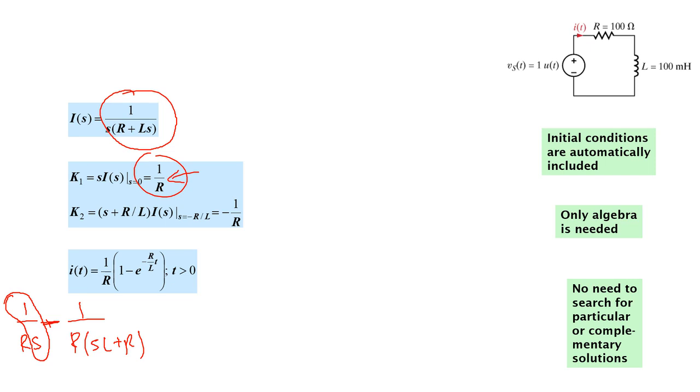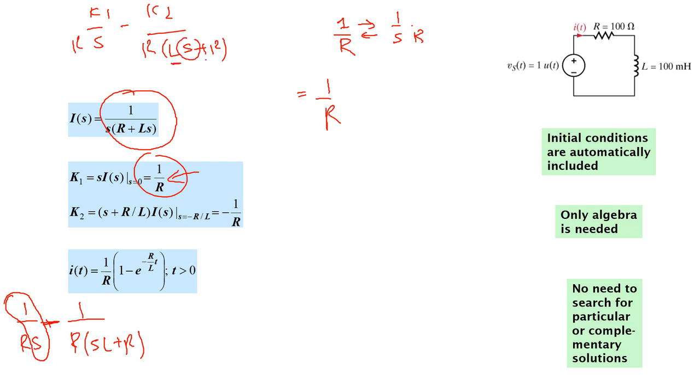So the first thing is that if we have a 1, its Laplace transform will be 1 over s. So now we are having 1 over s and an r with it. So its inverse Laplace transform would be 1 over r. So the first Laplace transform is 1 over r for k1 divided by sr minus k2 divided by r l s plus r. So in the second, let's separate this s from this l.